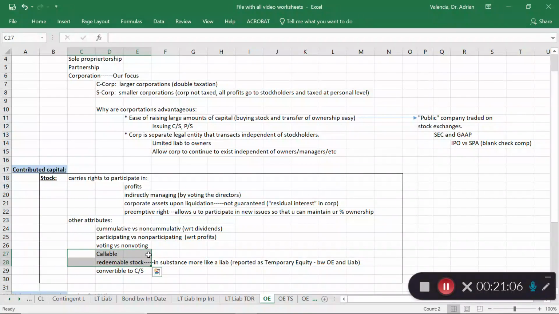Then it's seeming more like it. And how do I say this? Let me start that again. If it's a callable bond, the corporation can call it and buy it back from the stockholders.